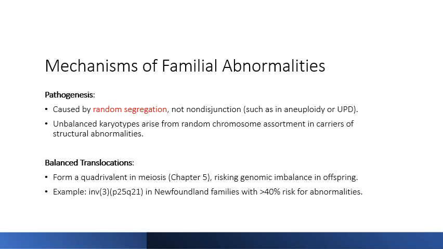A notable example is the inversion of 3 at p25q21, which is observed in certain Newfoundland families where the risk of abnormalities in offspring is actually greater than 40%. This highlights the importance of understanding structural chromosomal abnormalities for genetic counseling and to assess risk in the carrier and the potential risk to their children.